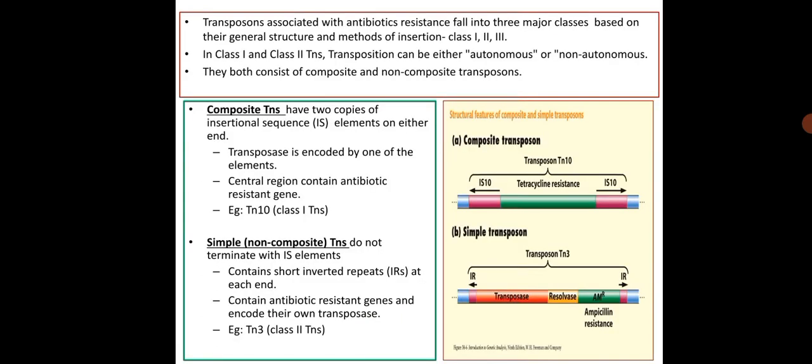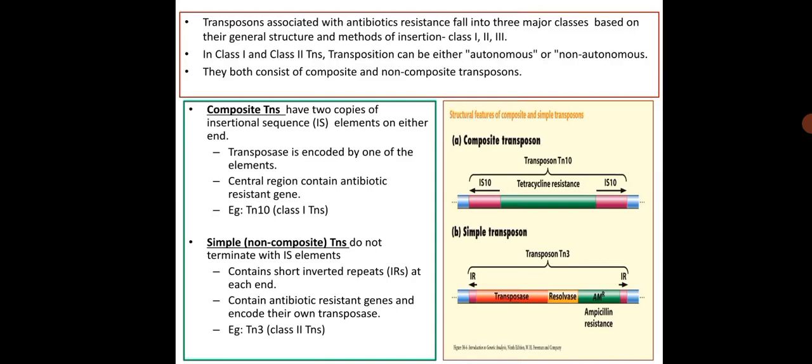Transposons associated with antibiotic resistance fall into three major classes based on the general structure and methods of insertion: Class 1, Class 2, and Class 3. In Class 1 and Class 2 transposons, transposition can be either autonomous or non-autonomous. They both consist of composite and non-composite transposons. Composite transposons have two copies of insertional sequence elements on either end. Transposase is encoded by one of the elements. The central region contains the antibiotic resistance gene. For example, TN10 is a class 1 transposon.